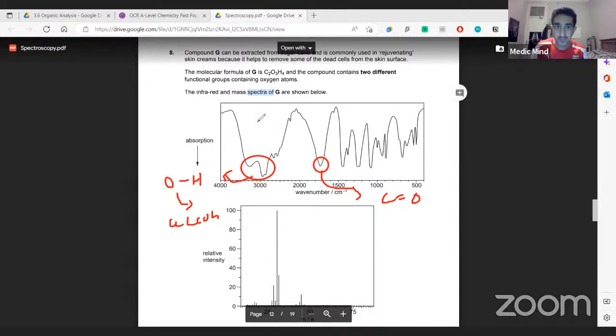So can anyone tell me what the third group might be, essentially? Why is there a third kind of oxygen atom here? Because actually there's been a bit of a trick that they've put in here. Anyone? Ketone or ether? No. I've actually kind of lied about this.